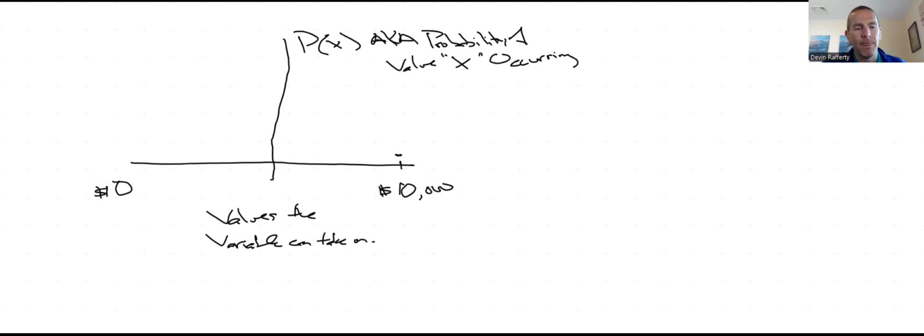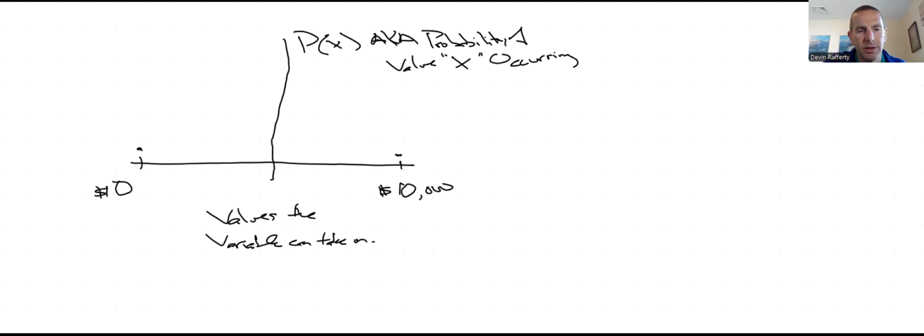But the probability of IBM stock becoming $10,000 is very low. At the same time, is IBM stock going to be worth $0? No, probably not. That probability is also going to be pretty low. So you have a low probability of the value of IBM stock being $0, and a low probability of it being $10,000. On the other hand, what's the probability of IBM stock being $183?